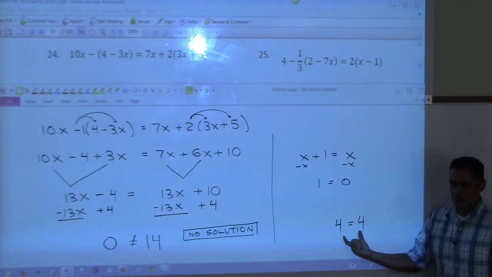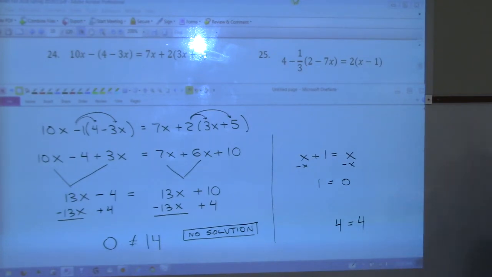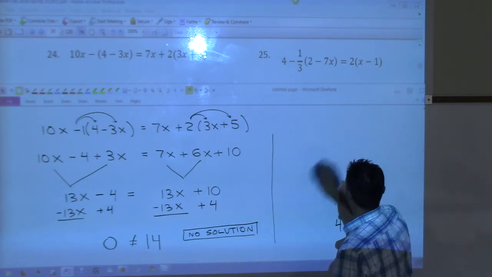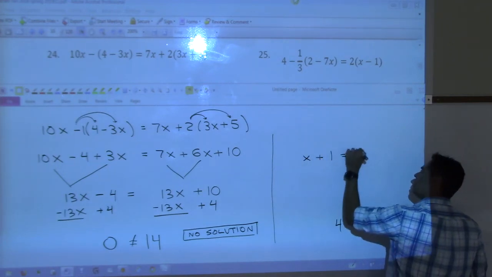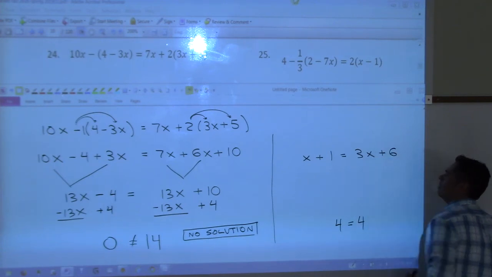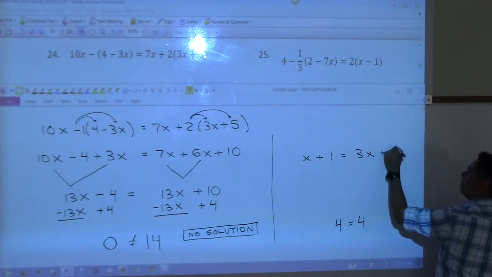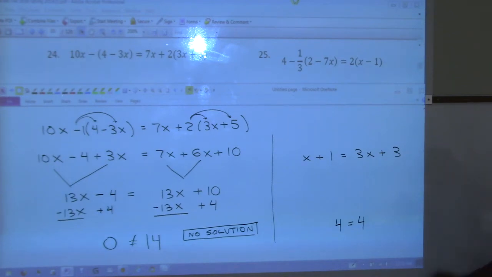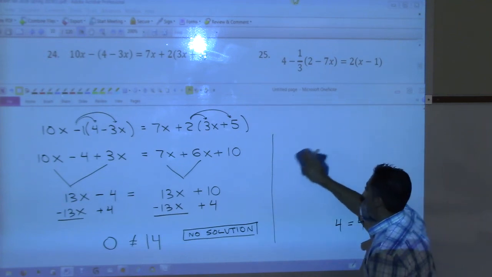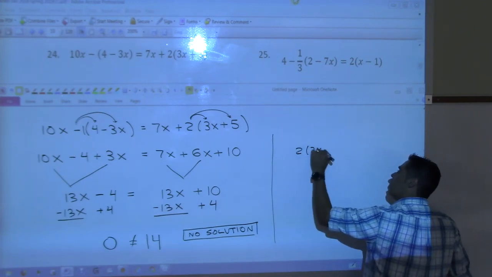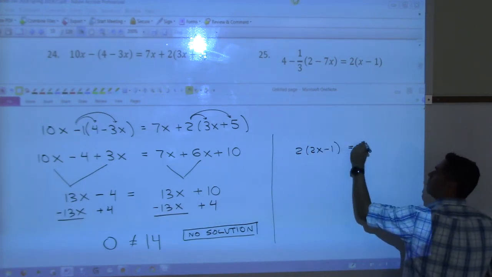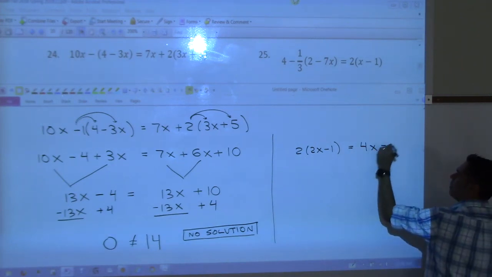Do you want to see an example of that? Or I can show you an example of that. How can I do this? X plus 1 equals 3x plus 6. 3x plus 3. Wait a minute, hold on. That's not what I want. It's really hard to come up with one of these that's not so obvious. Let me come up with this one. How about this? 2 times (2x minus 1) equals 4x minus 2.